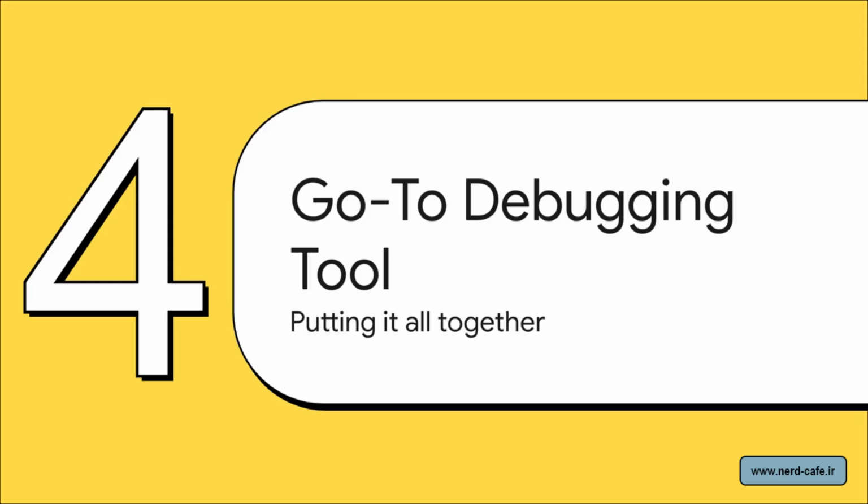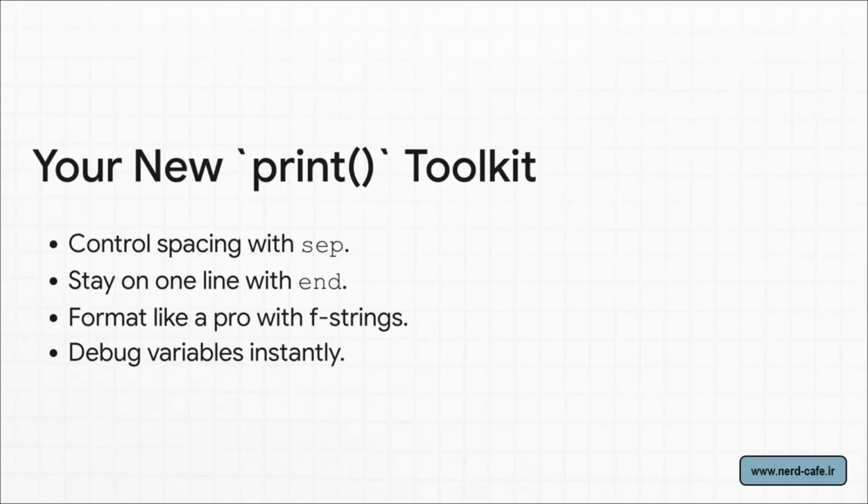So, let's pull all of this together. We've seen how to fix these specific problems, but what does this really mean for your day-to-day coding? It means that print is so much more than just a simple display function. You now have this whole new toolkit at your disposal. You can control spacing with sep, you can stay on one line with end, you can format like a pro using f-strings. This completely transforms print from a blunt instrument into a precision tool for debugging and reporting.